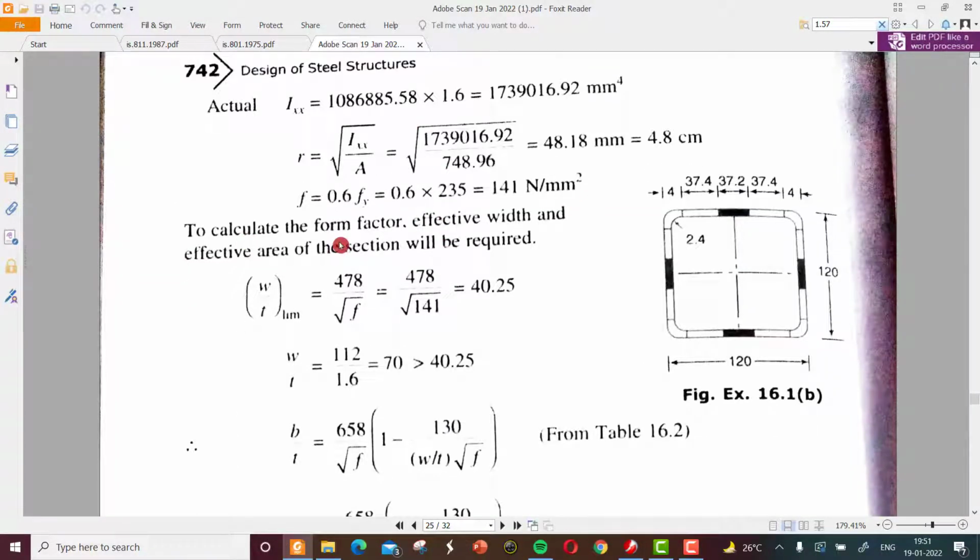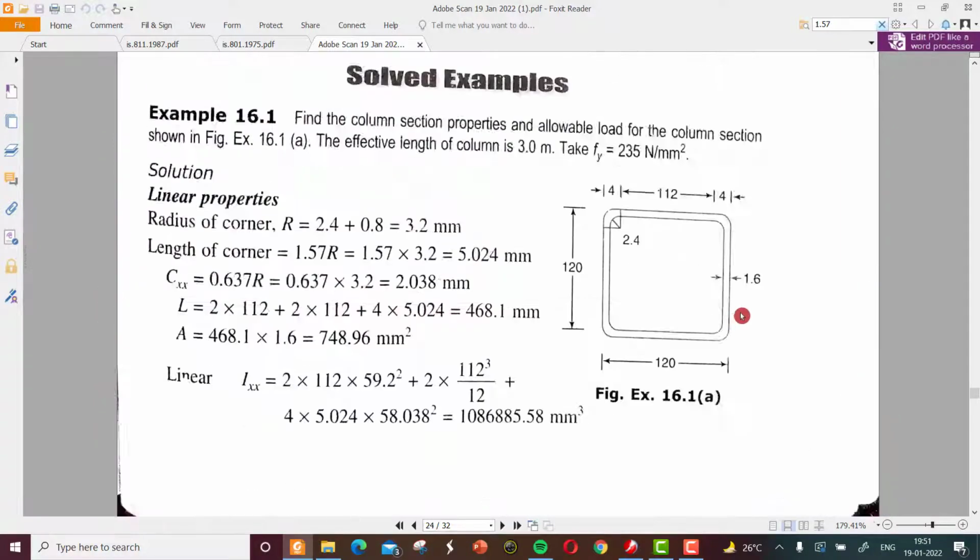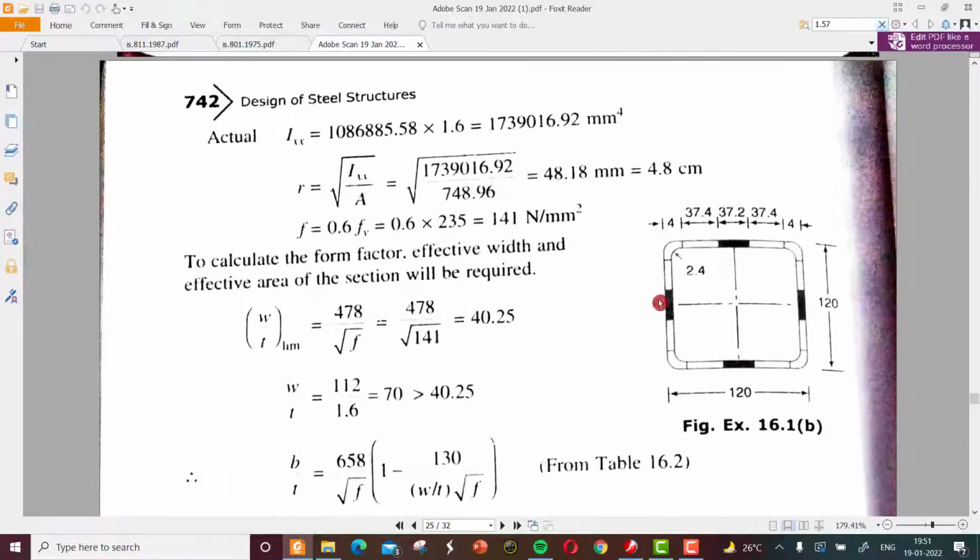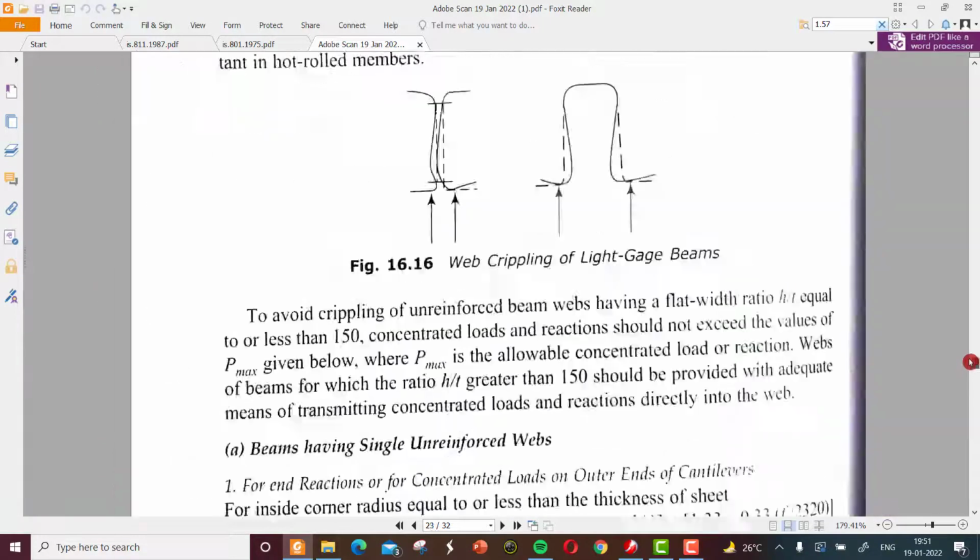To calculate the form factor, we need the effective width and effective area of the cross section. For that, we use the IS equation. In the textbook itself, you can note that the value is 478 by root of f.